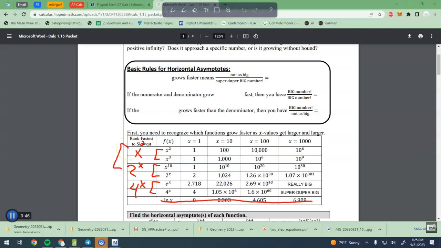x to the third versus 2 to the x. 2 to the x, and 4 to the x. 2 to the x, 4 to the x. 4 to the x is our champion.